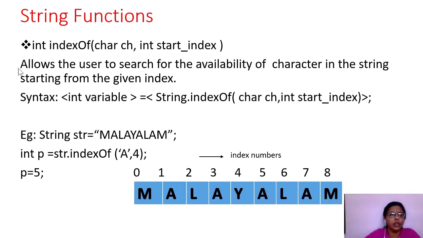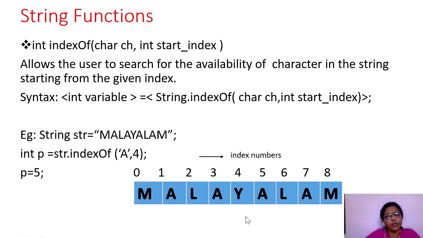Now we move to the definition. So your syntax will be int indexOf. You have to pass two arguments. char ch is nothing but A, which letter you want to search. And int startIndex, from which index you want to start searching. It allows the user to search for the availability of a character in the string starting from the given index.